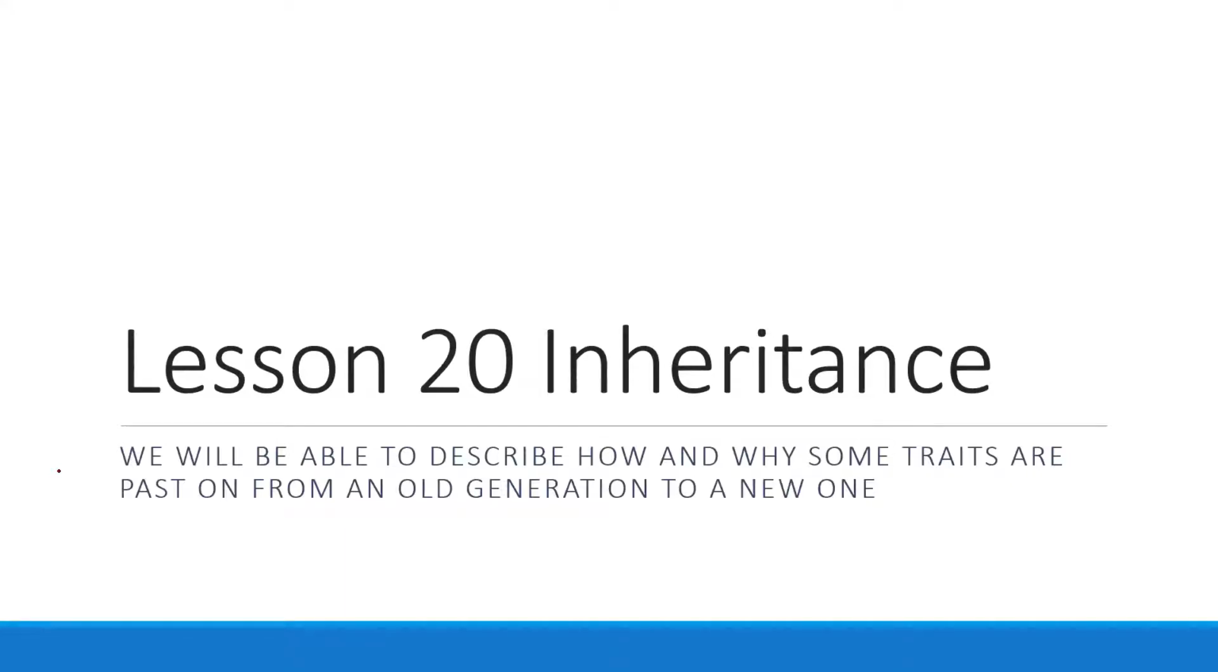Let's make a start. Lesson 20, inheritance. Now, this is a pretty chunky learning goal. This is another lesson that took me a while, because I'd learned these terms before, but it had been a long time, so I had to relearn some of them. But we were able to describe how and why some traits are passed on from an old generation onto a new one.